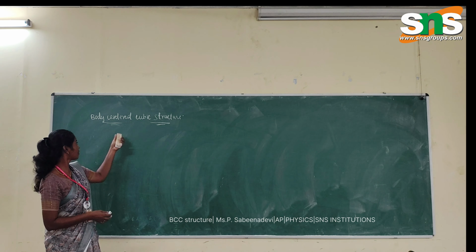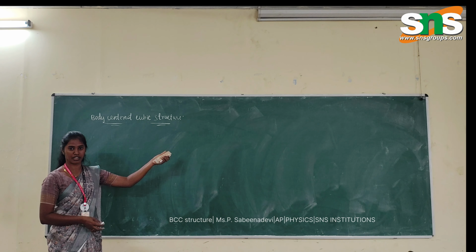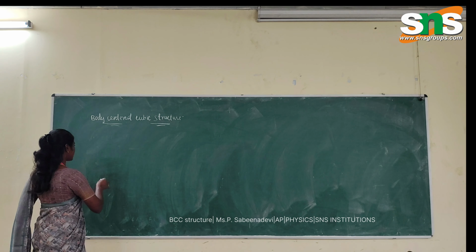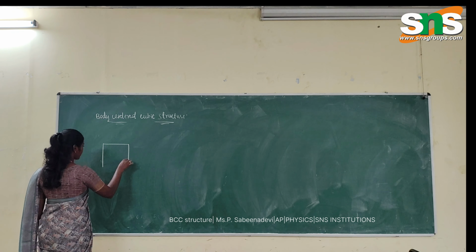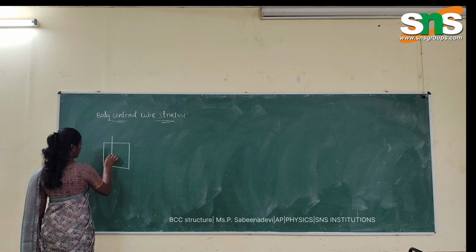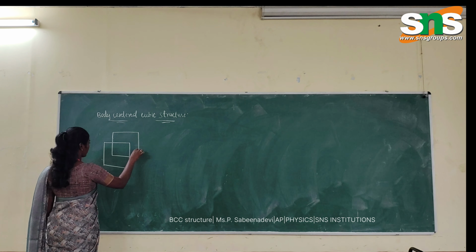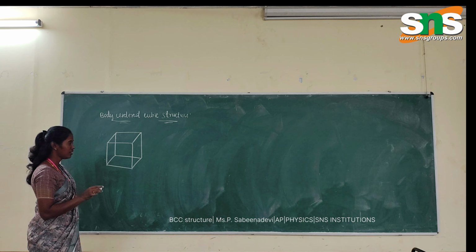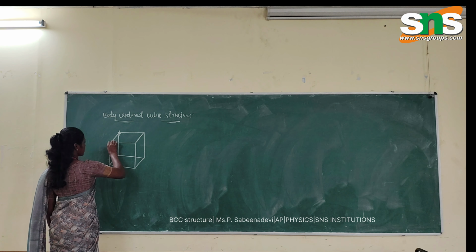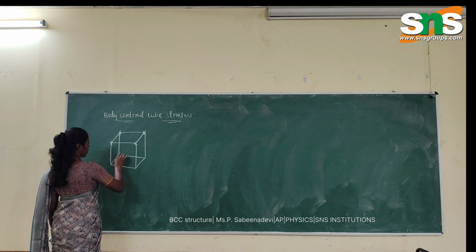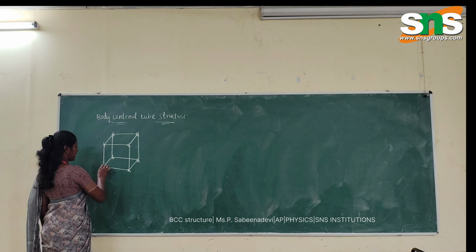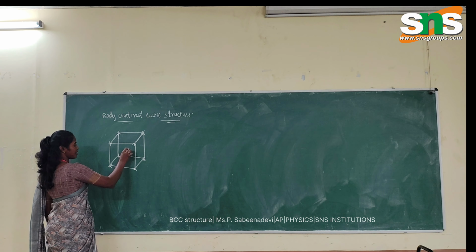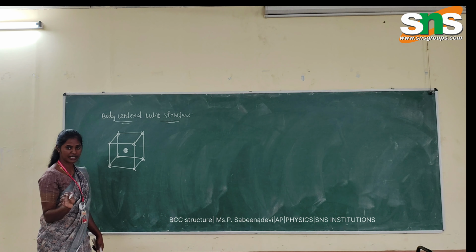Now I am going to explain about the body-centered cubic structure. This is one of the cubic structures. Let us consider the cubic structure. It has 8 corner atoms, and as well as inside the body it consists of one atom. So this is the structure of body-centered cubic structure.